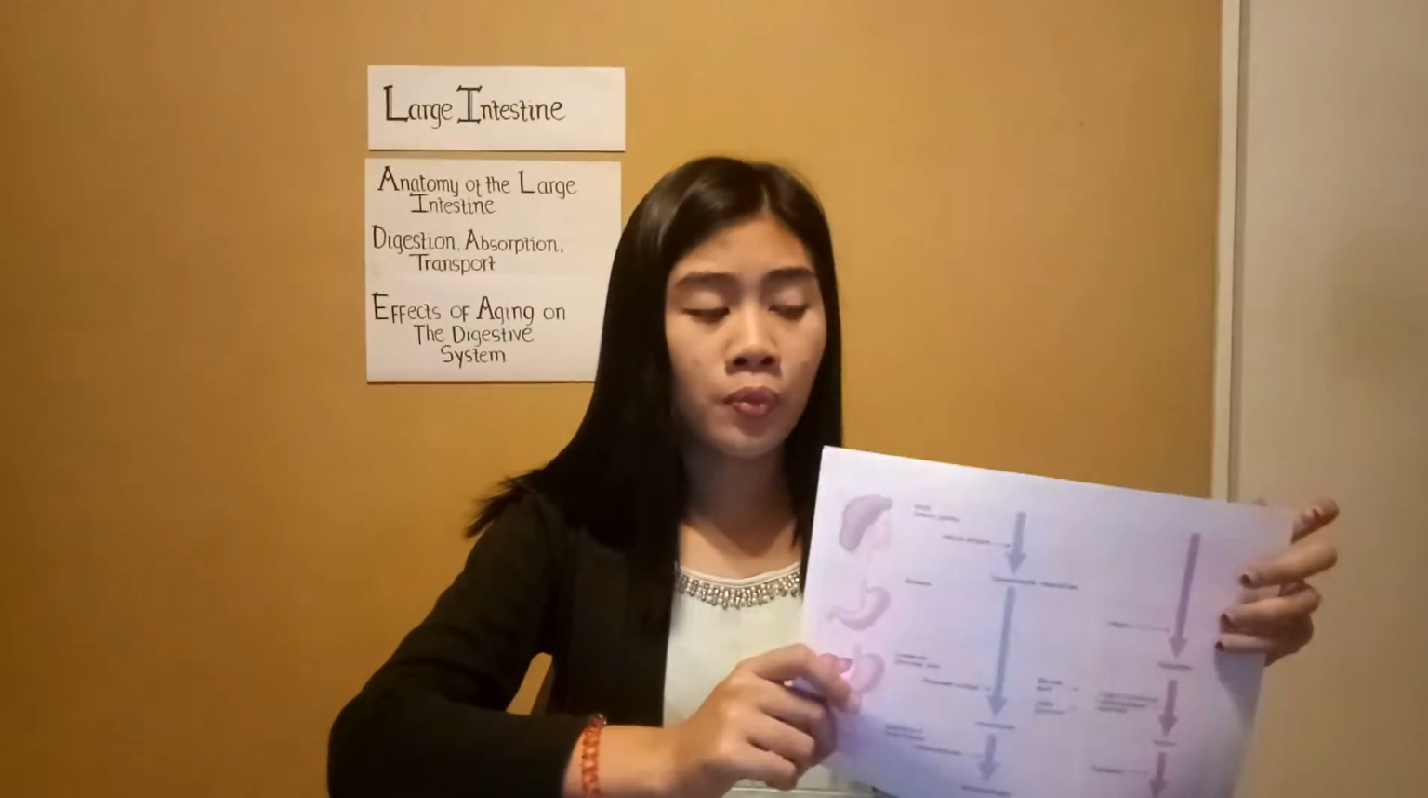And then it also processes water and minerals. Water can move across the intestinal wall in either direction, depending on osmotic conditions. Approximately 99% of water entering the intestine is absorbed. Most minerals are actively transported across the wall of the intestine.